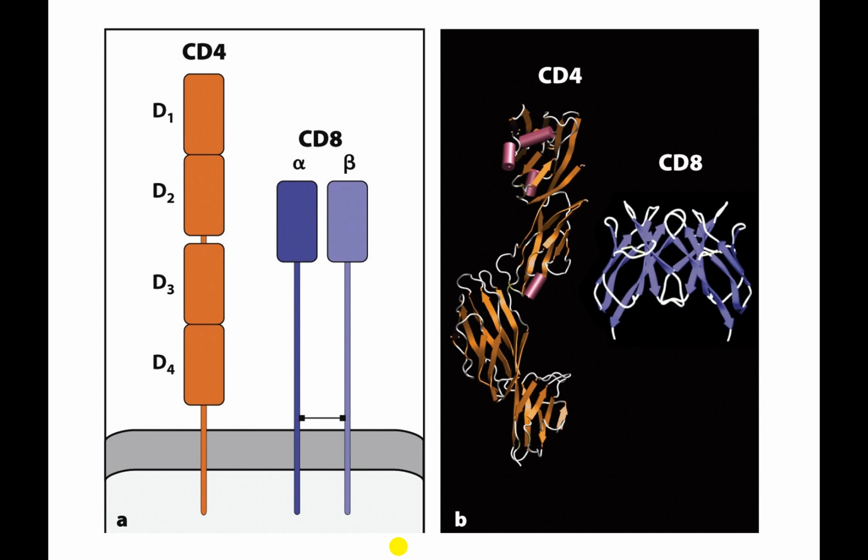The human immunodeficiency virus HIV, as you know, causes acquired immunodeficiency syndrome. It selectively infects CD4 T cells by exploiting the CD4 molecule as its receptor. On binding to CD4 on a T cell surface, the virus gains entry to the cell.